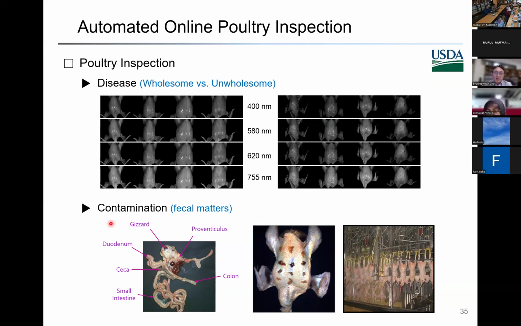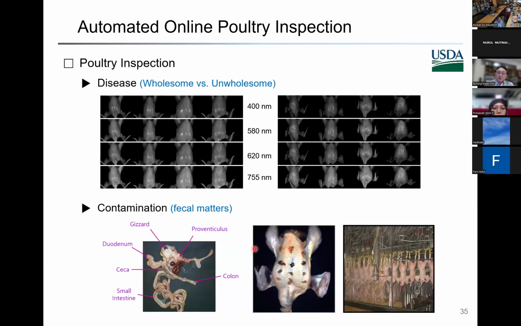Because the whole slaughter process is automated, the machine extracts and digests the tract automatically. Sometimes the tracts are cut, and some fecal matter overflows. Fecal matter comes out and contaminates the chicken surface. This is no good because there are harmful microbes inside the fecal matter, right? So we need to identify and sort out the contaminated chickens.